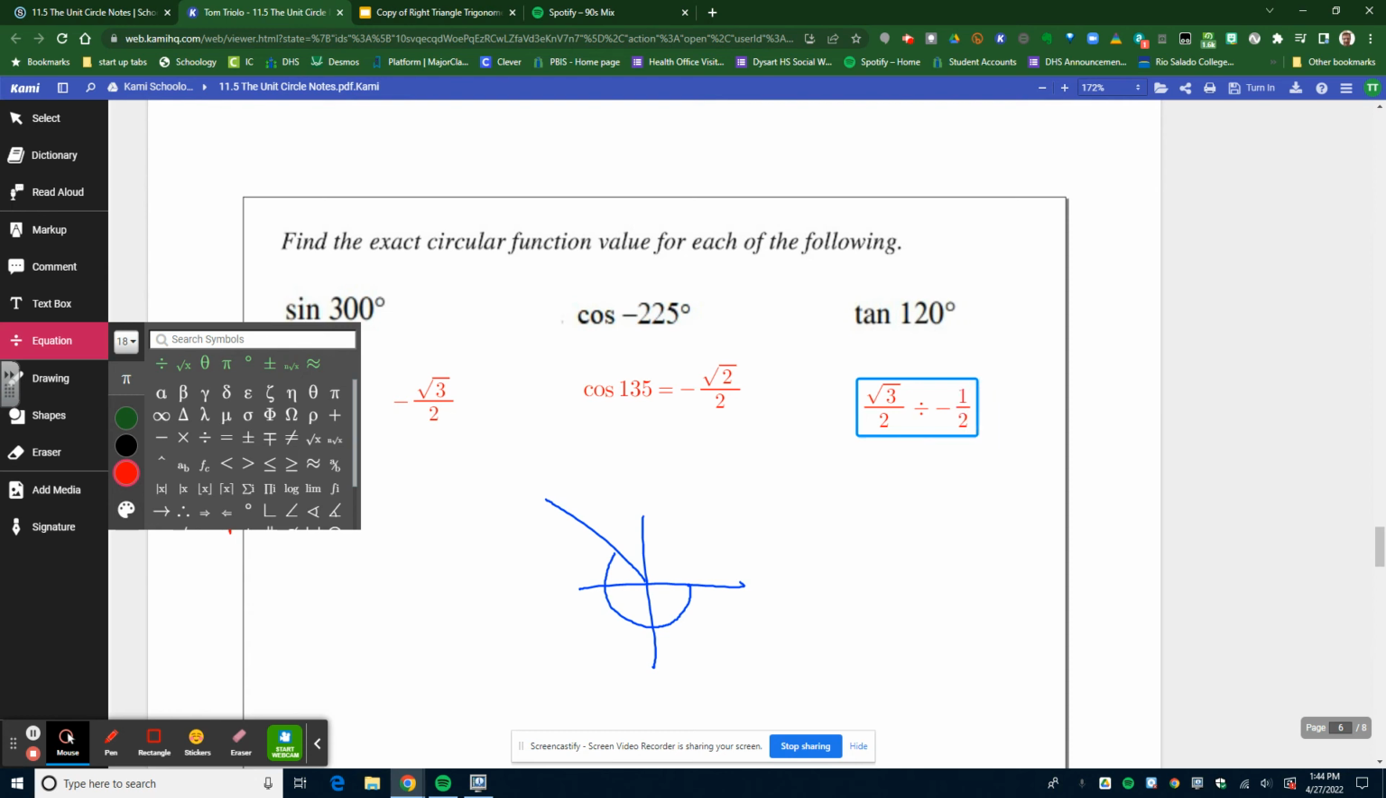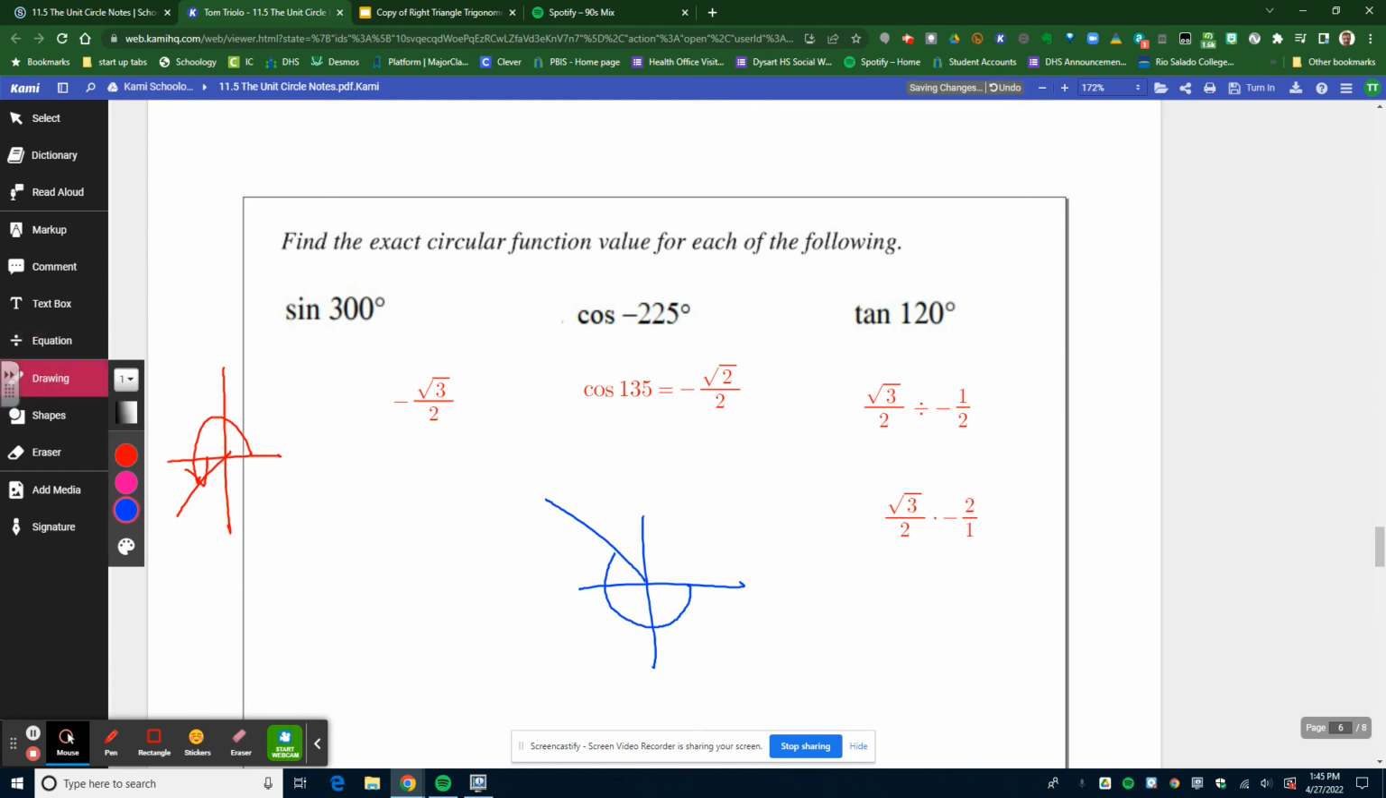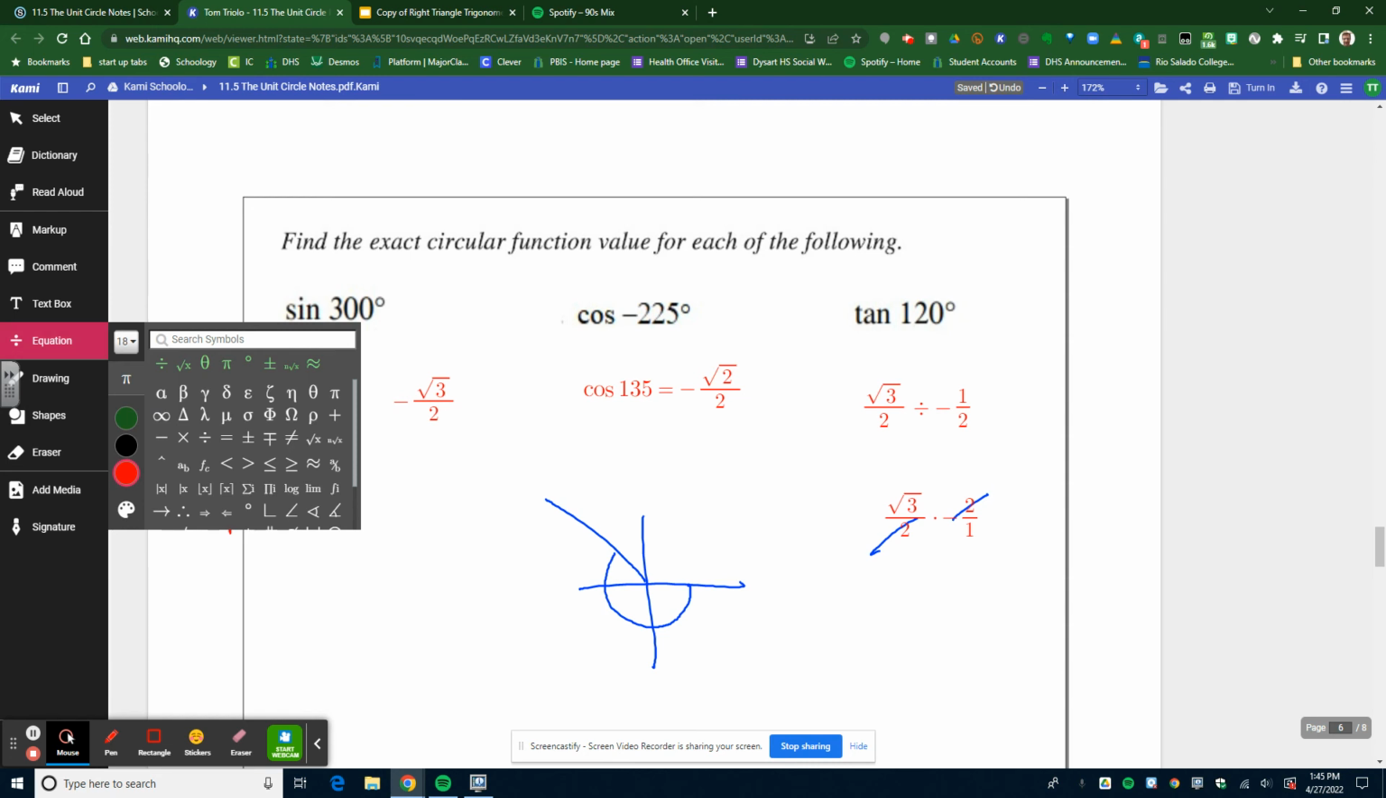Okay. Keep, change, flip. This one's a little easier because where's that square root? It's not in the bottom. It's in the top. So really, I am multiplying by negative 2 over 1. What happens to my 2's again? They divide out. And why don't I need the 1? Because it's in the denominator. So negative square root of 3 is my answer.